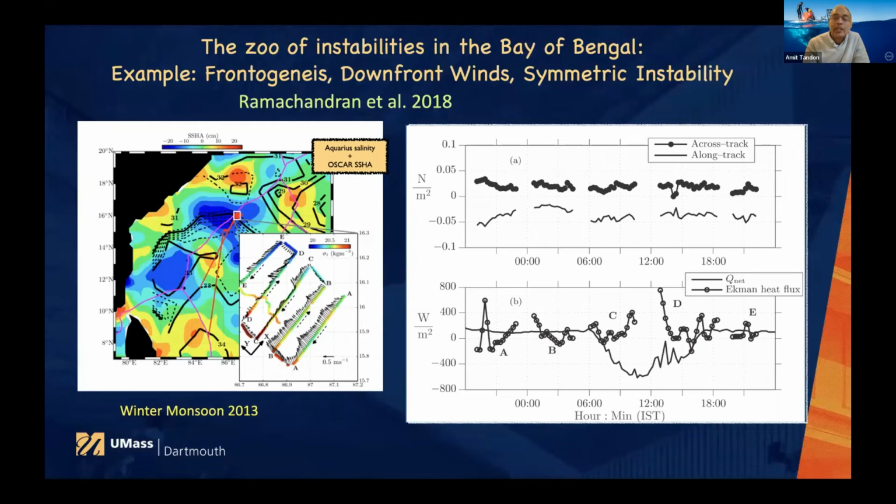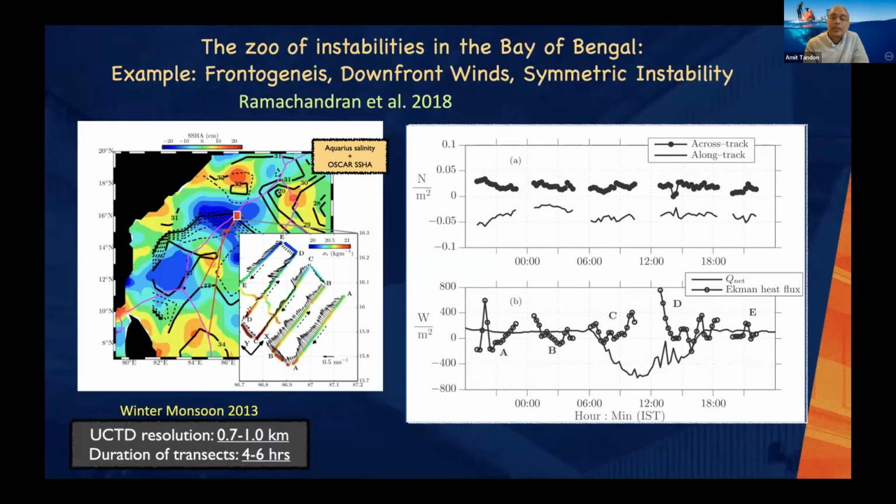What is shown on the right-hand side is that the winds were fairly weak, but even though the winds were weak, they were mostly in the downfront sense. You can see for one of the days, the bottom panel shows the net heat flux. Where it goes negative, that means that the ocean is gaining heat. But there is an Ekman heat flux, which for sections C and D is particularly in the opposite sense. So the winds are creating an Ekman heat flux, which is more than countering the solar heating during this time.